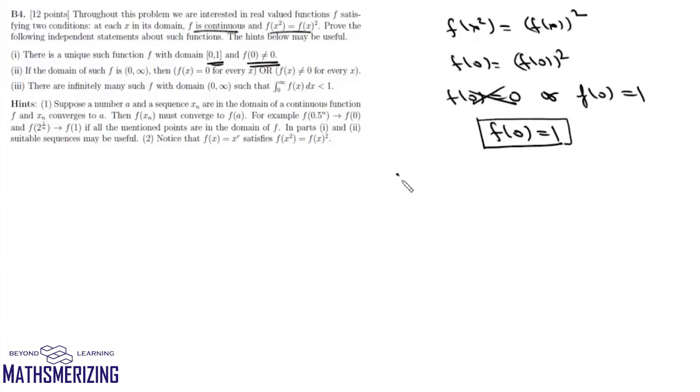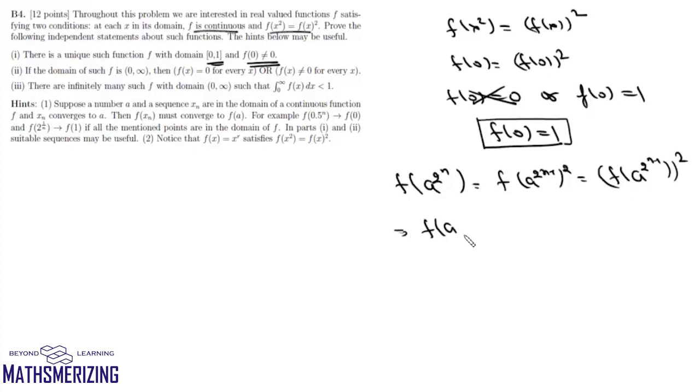So the value of f(0) is 1. Now what we'll do is we'll consider this function f(a^(2^n)). Now we can write this as f(a^(2^(n-1)))², and we can write this as f(a^(2^(n-1))) whole squared. And if we keep doing it, from here we can say f(a^(2^n)) will be equal to (f(a))^(2^n).